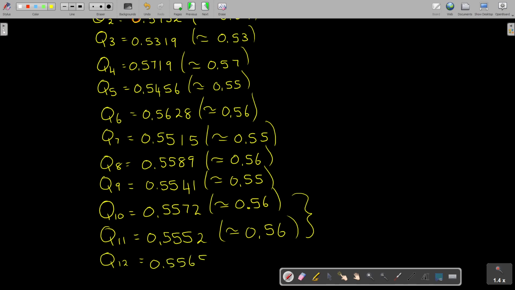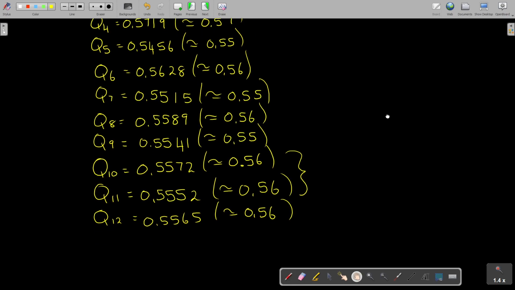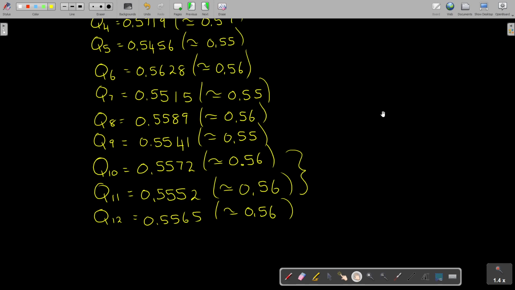0.5565. And look what's happening now. It will also be 0.55. 0.56. Can you see now it's stabilized? It's stabilized. And you can end off by saying then correct to 2 decimal places.